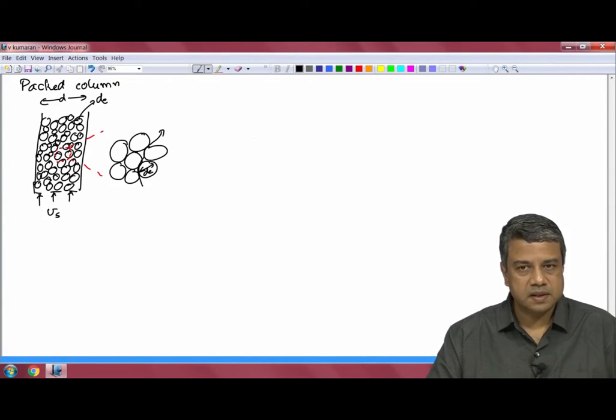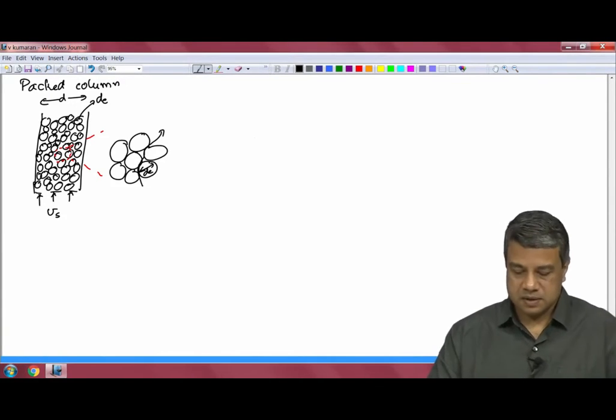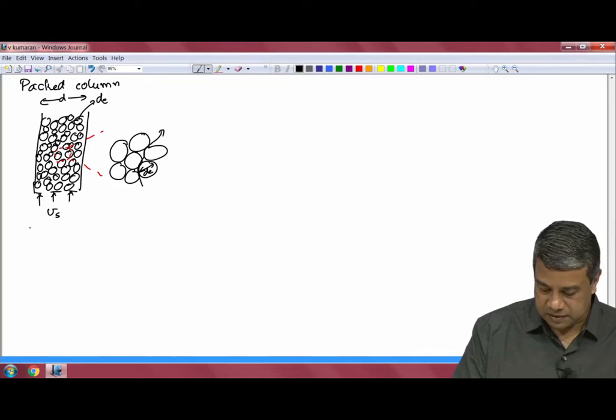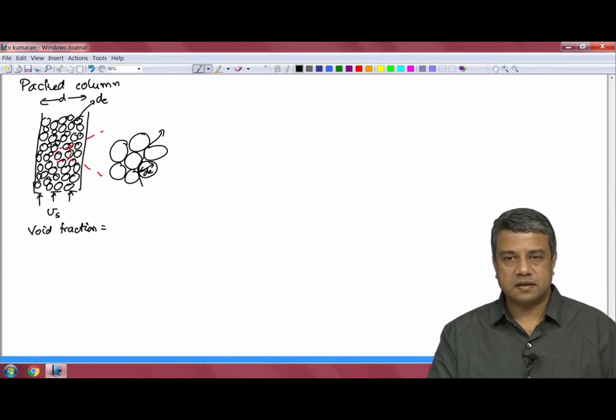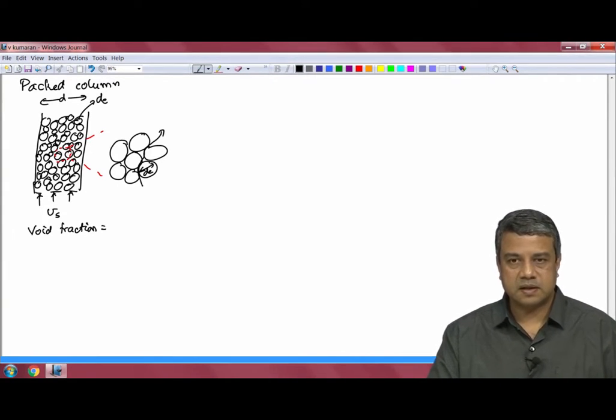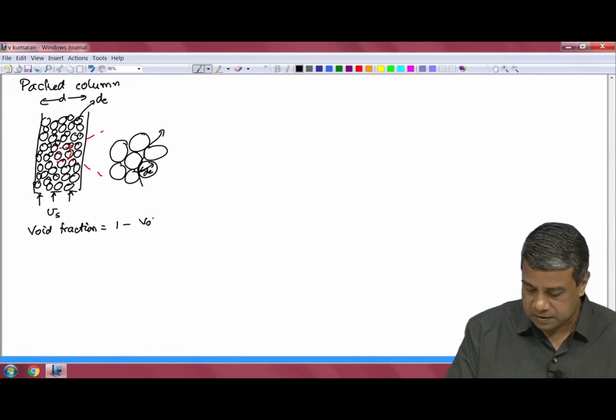And these packed columns are important in many situations, because they can increase contact between the fluid and the particles. You have a very large surface area of contact between the fluid and the particles. And the important parameters here are the superficial velocity and what is called the void fraction, which is basically the fraction of the packed column that does not have particles. So, it is basically 1 minus the volume fraction of particles.